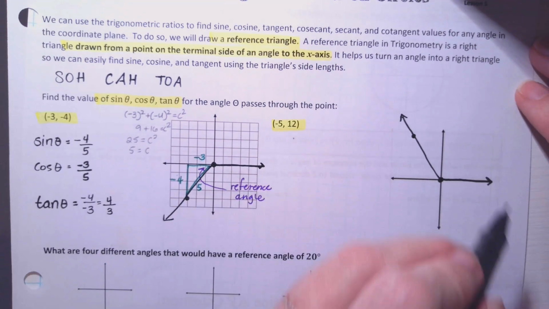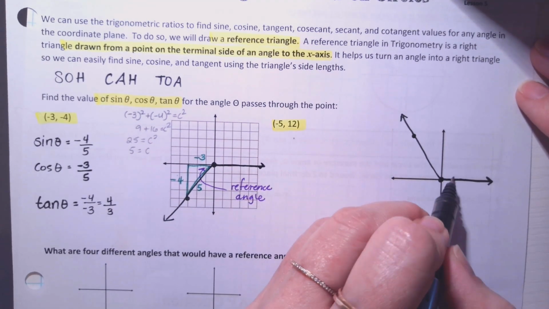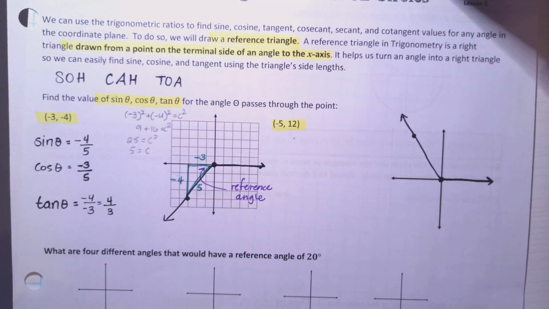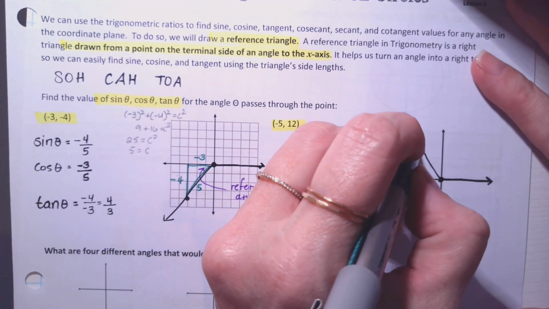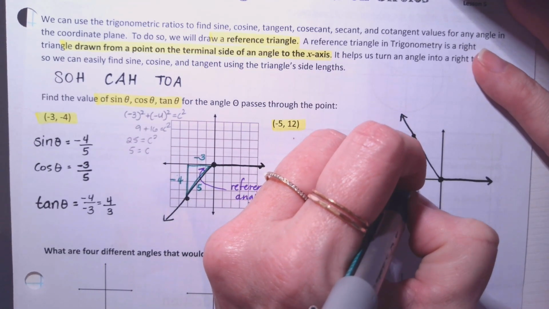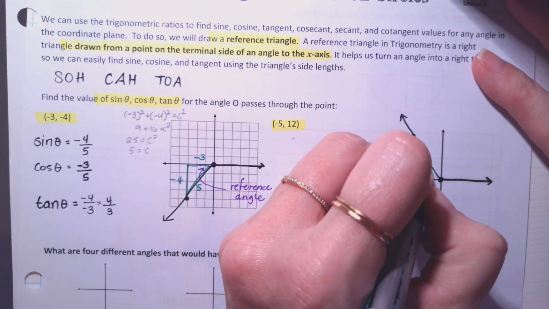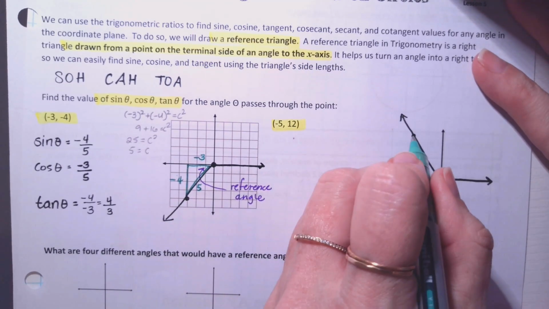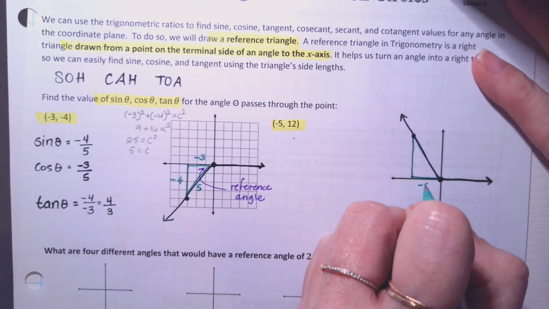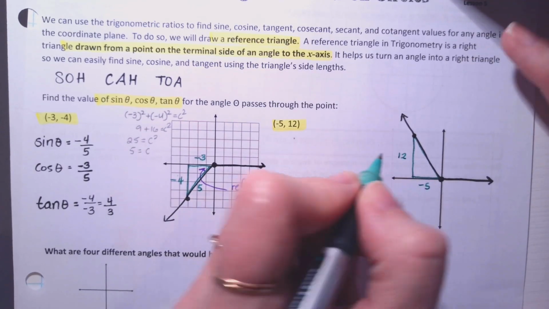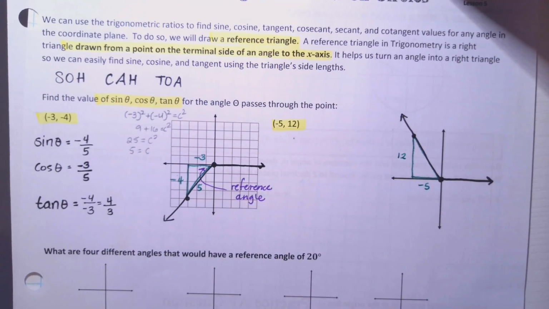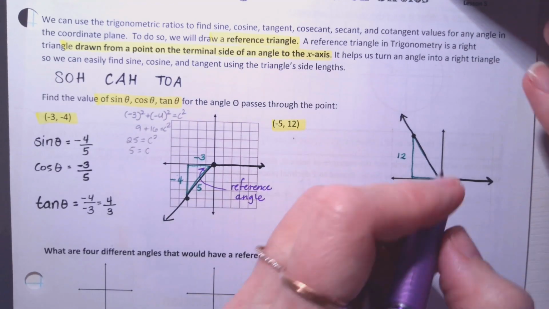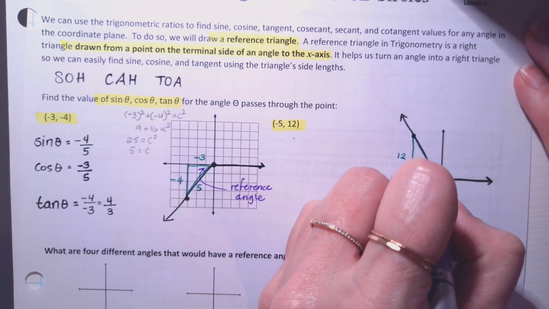Drawing in my angle. So the actual angle is right here, but we're not going to be able to find our trig ratios if we don't have a right triangle. So we're going to take where it went through that point at -5, 12, and we're going to connect it back to the x-axis to create our reference triangle. Our reference triangle, again, to get to this point here, we went left 5 and up 12. Okay, so the actual reference angle is the little acute angle that's right here.